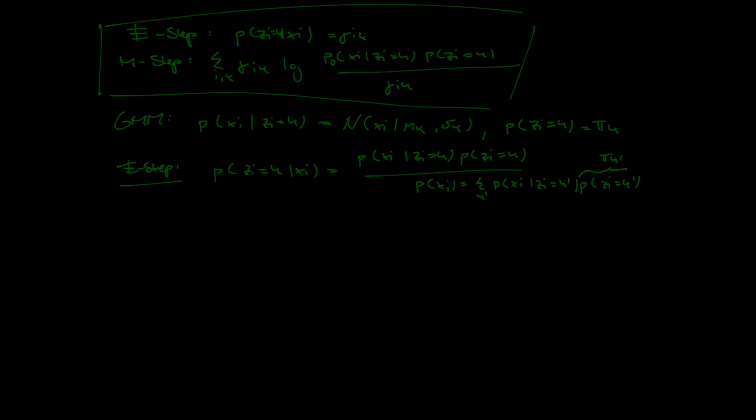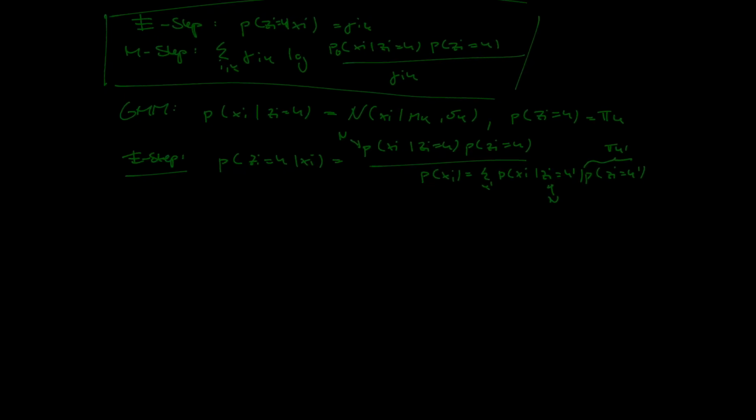And those two are of course clear, so this is just normally distributed and this is just normally distributed as stated above. And then the M step is a bit more complicated, but actually not much.